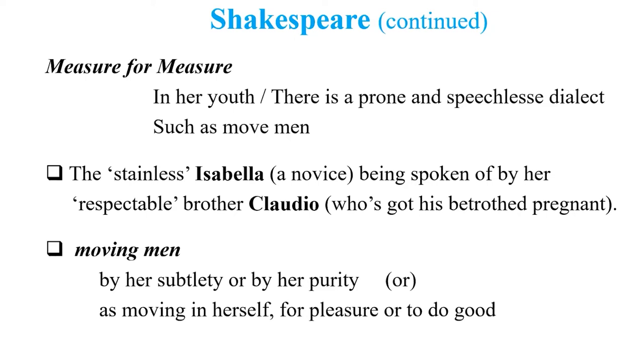Now Claudio is using his sister Isabella to convince Angelo: don't kill my brother. Anyway, he is going to marry that girl, so what's wrong in it? She has to move Angelo so that she can save Claudio. Isabella has to go to Angelo and convince him, please spare my brother.